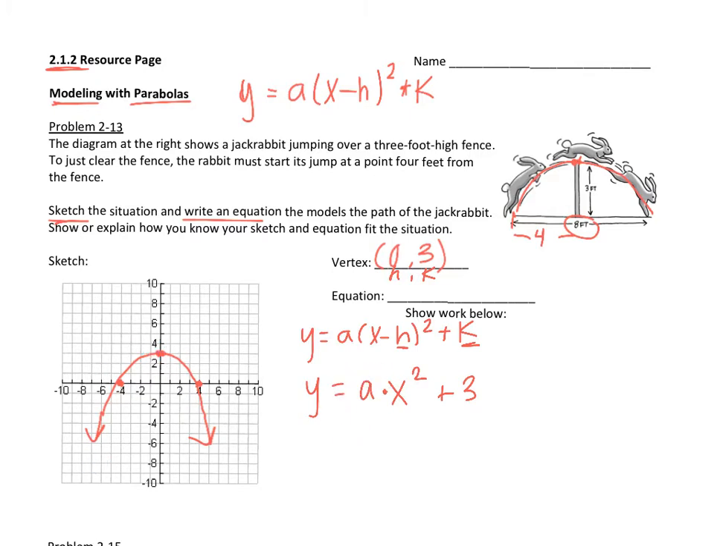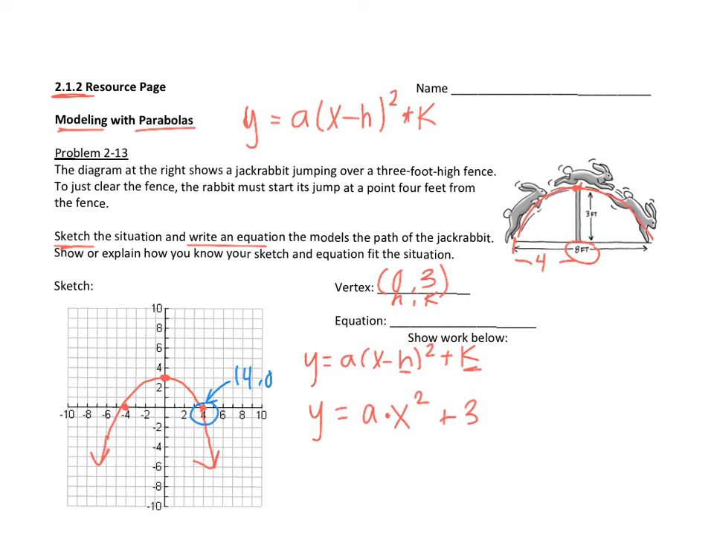The way we're going to solve for it is using one of these 2 points that we already put on our parabola, because if we know both of these are on our parabola, then we should be able to plug one of those coordinates in for x and y, and then we can solve for a. So I'm going to choose to plug in this point right here. So the point 4, 0 is on my parabola.